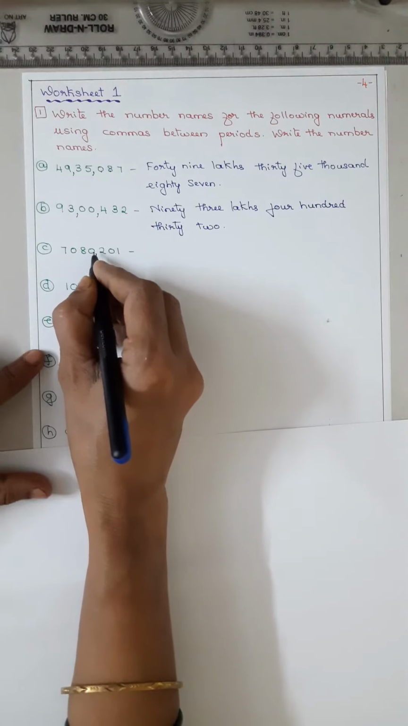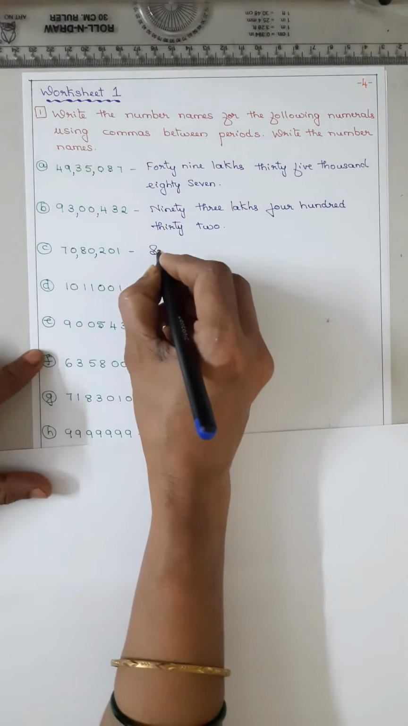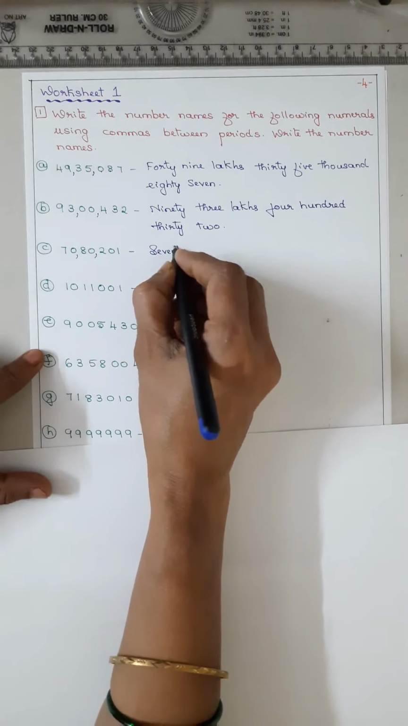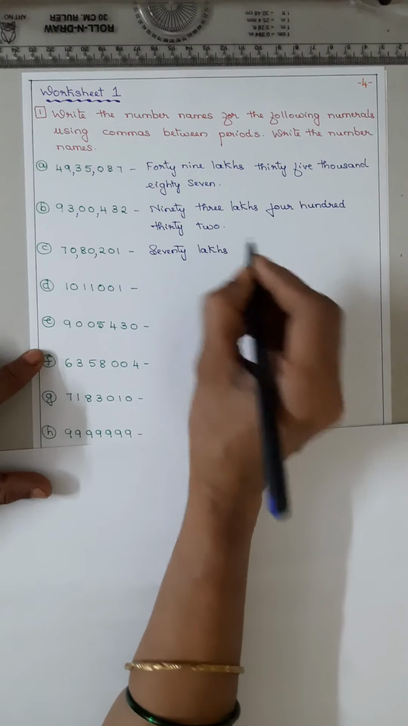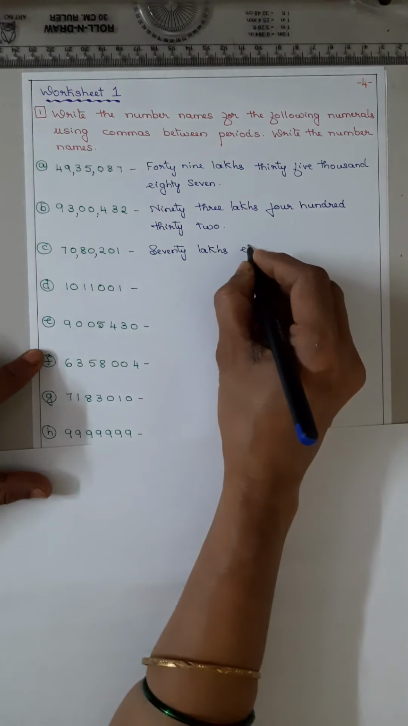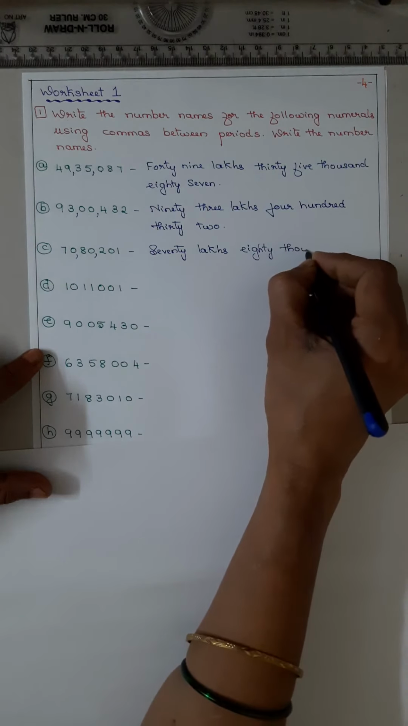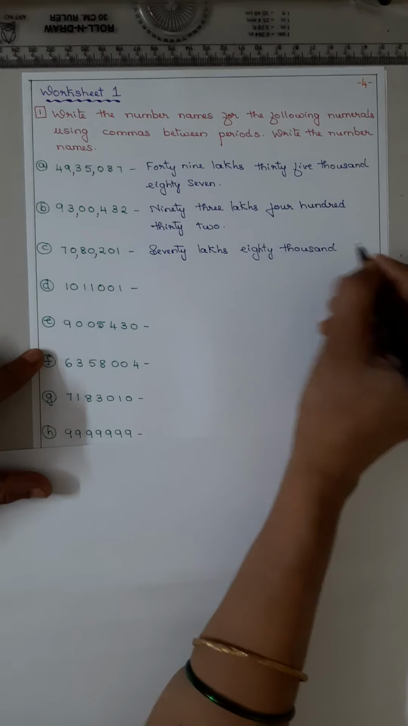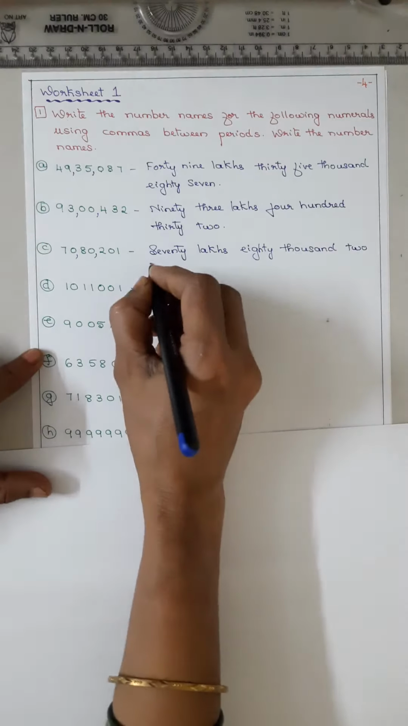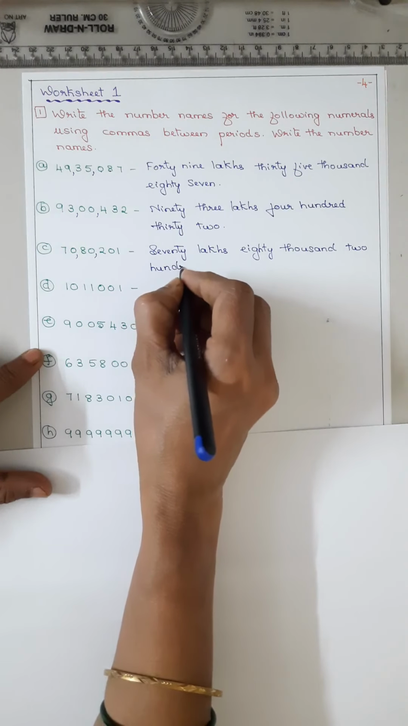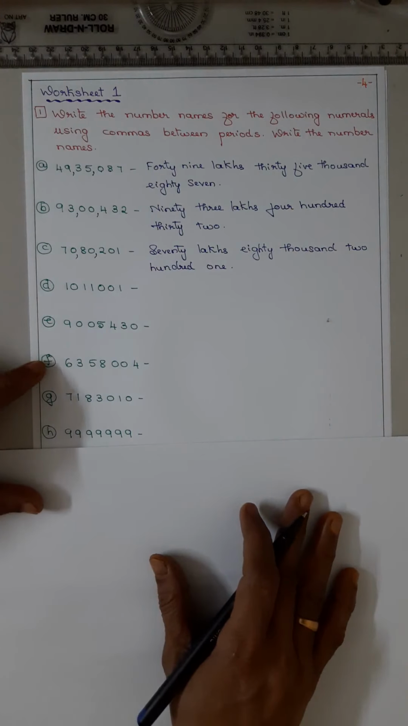Now coming to question number C. 1, 2, 3, comma 1, 2, comma. Now 70. Which period? Ones, thousands, lakhs. 80. Which period? Thousands. Then ones taken together, it is 201.